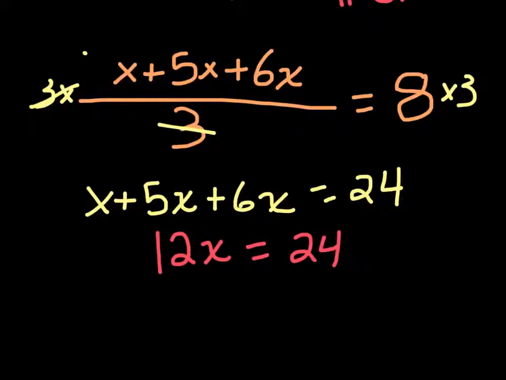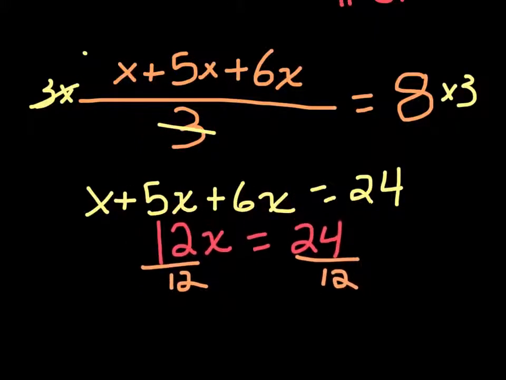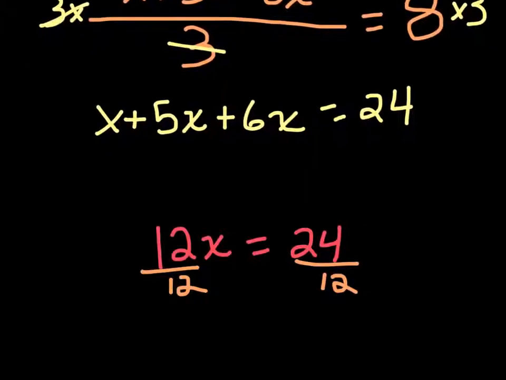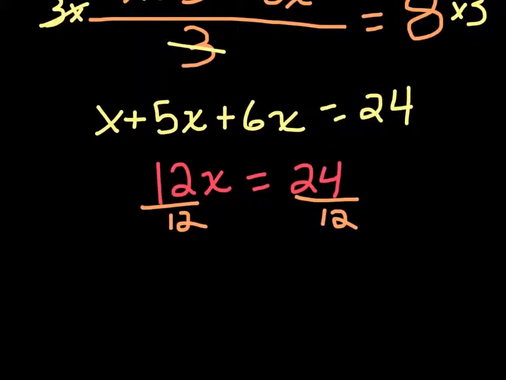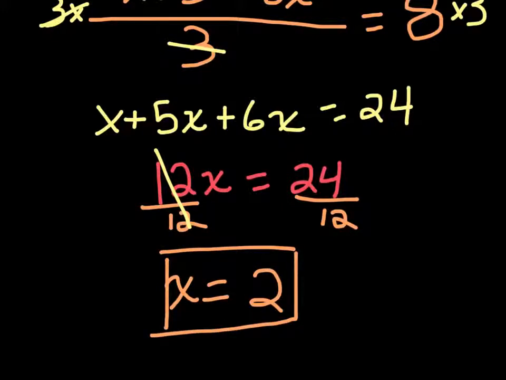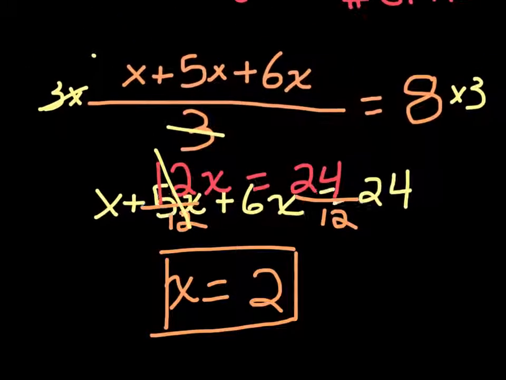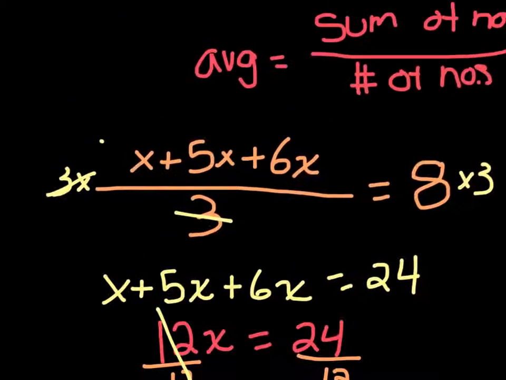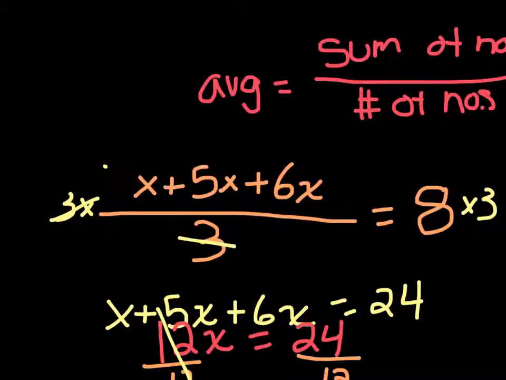Now let's divide both sides by 12. Dividing both sides by 12, we get rid of the 12s. Therefore, x is equal to 2. Therefore, our answer to the question was B, 2.